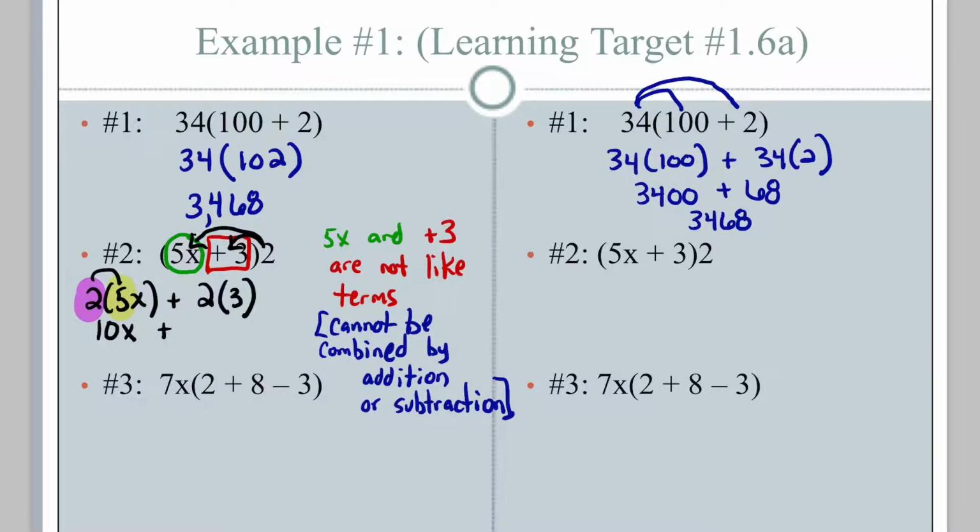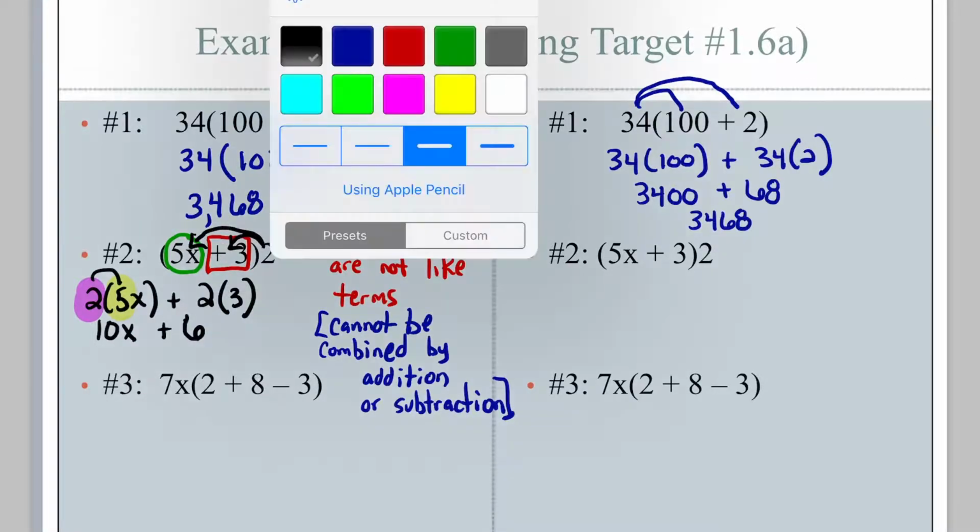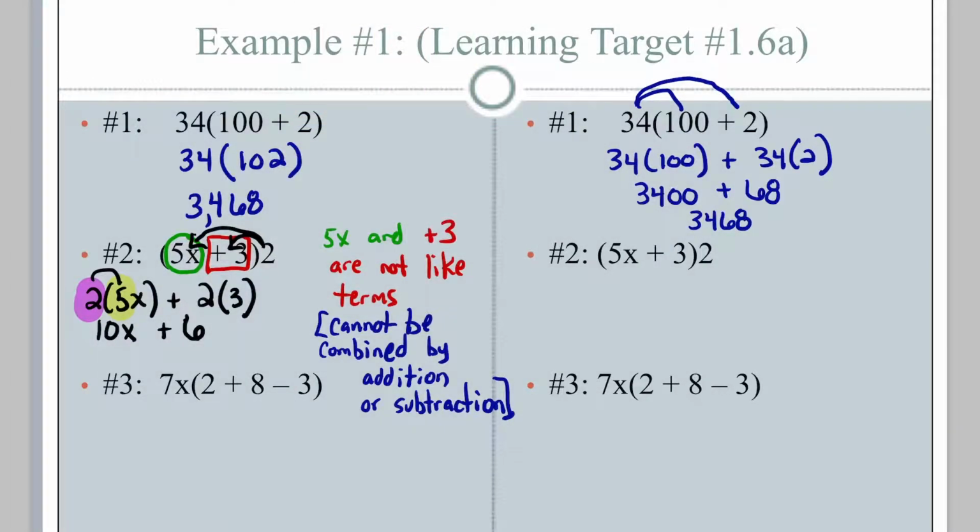Multiplying the 2 times the 3, 2 times 3 is 6. So now we end up with the expression 10x plus 6. And so the question I ask is, are 10x and 6 like terms? Well, this is a term. The plus 6 is a term. Do they have the exact same variable raised to the exact same power?